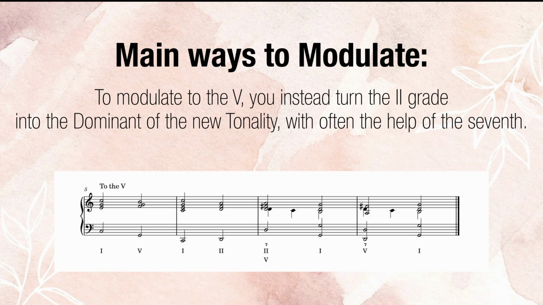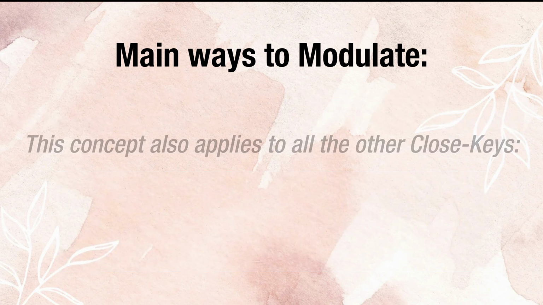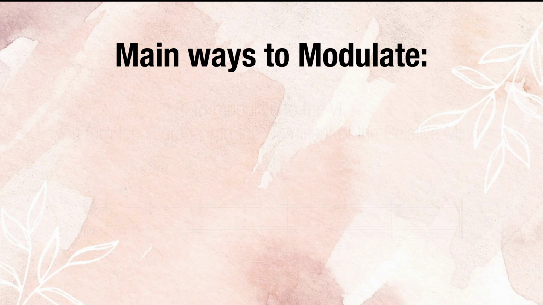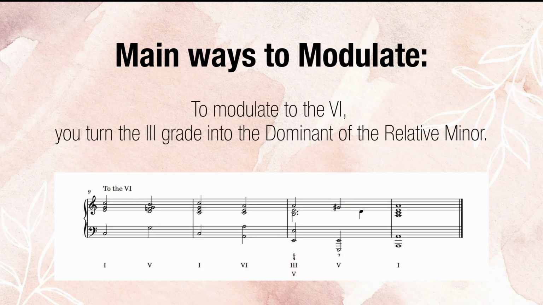To modulate to the fifth, you instead turn the second grade into the dominant of the new tonality, often with the help of the seventh. This concept also applies to all the other close keys. To modulate to the sixth, you turn the third grade into the dominant of the relative minor.